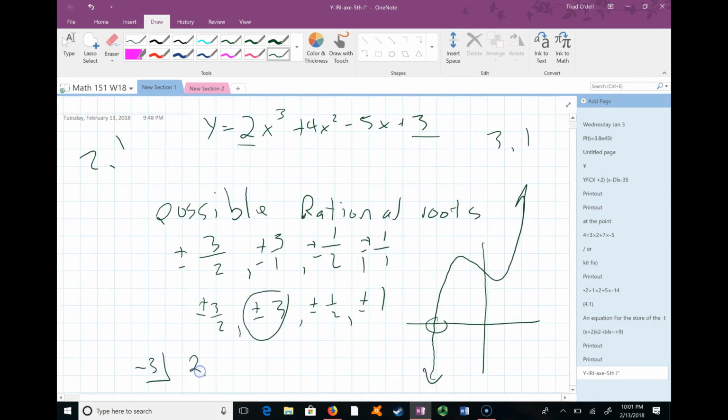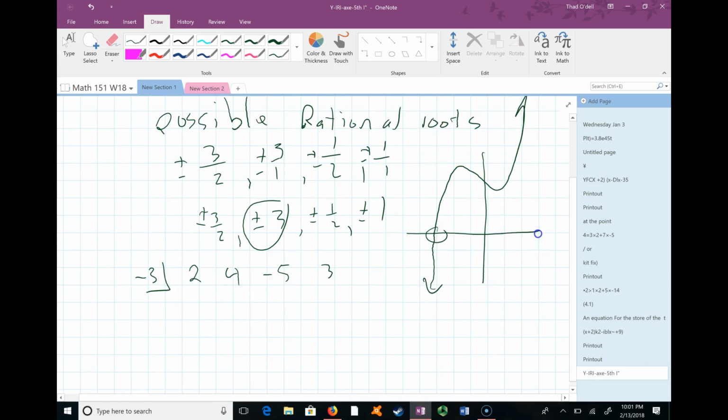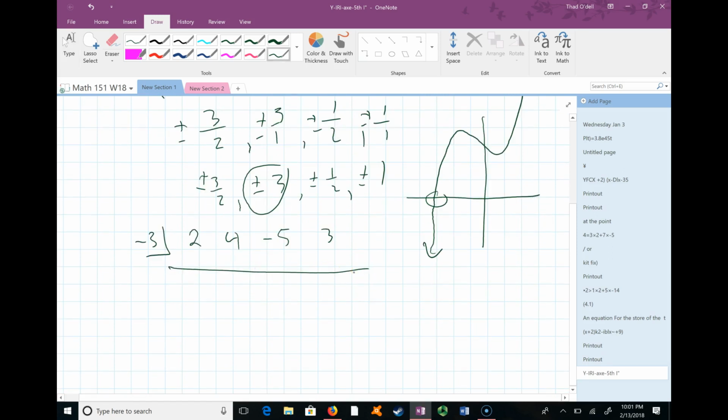So I'll put that in synthetic division, 2, 4, -5, and 3. So bring the 2 down. 2 times -3 is -6. -6 plus 4 is -2. That'd be 6. That'd be 1. -3 times 1 is -3, and sure enough, it worked. Of course, I already knew that because I looked at my graphing calculator and saw that it did. And so you can see that the rational root theorem can help us narrow down the possibilities, but also the calculator can help us narrow down the possibilities.